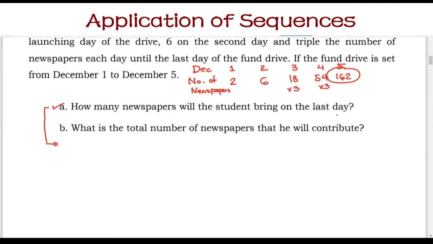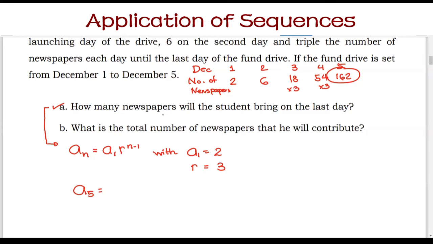But first, let us recall how do we get the nth term of a geometric sequence. This will recall, it is a sub 1, r raised to n minus 1. Okay, let's list down the given. What is a sub 1? It's given, 2. What is r? It's also given, 3. Ito yung minumultiply natin to get the next term. Okay, so we're looking for a sub 5, kasi on the last day, so 5th day yon.